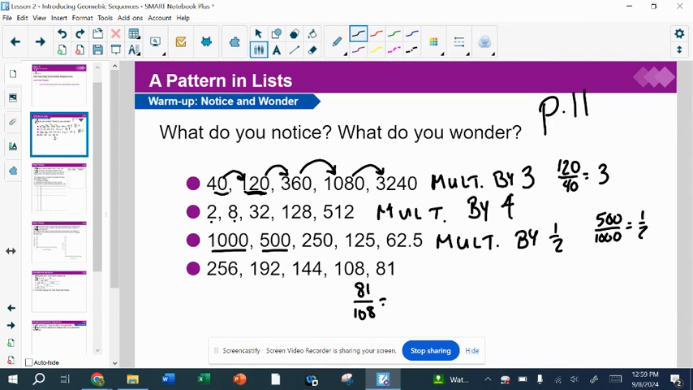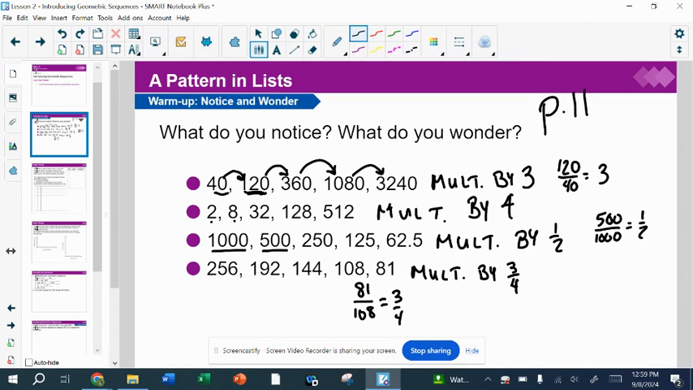If you want to do that by yourself or use a calculator, you can just type this into a calculator and hit equals, and it'll simplify that fraction for you. This is 3/4. So we are multiplying by 3/4. Okay? And again, you could be wondering, what would the next number be in a sequence?